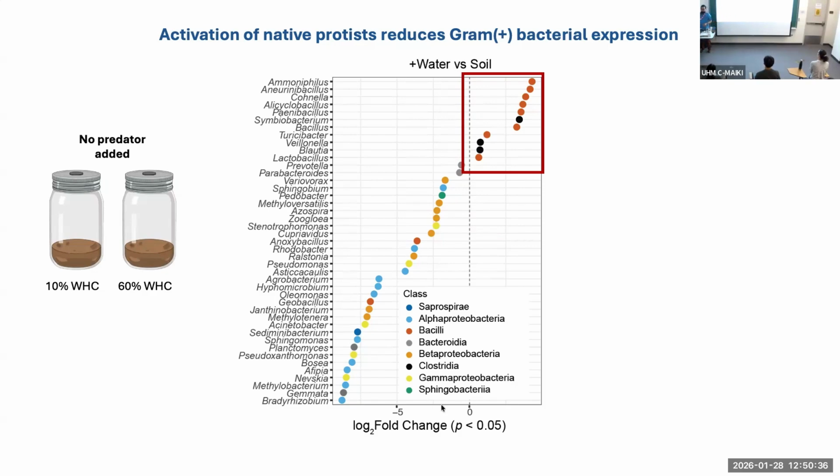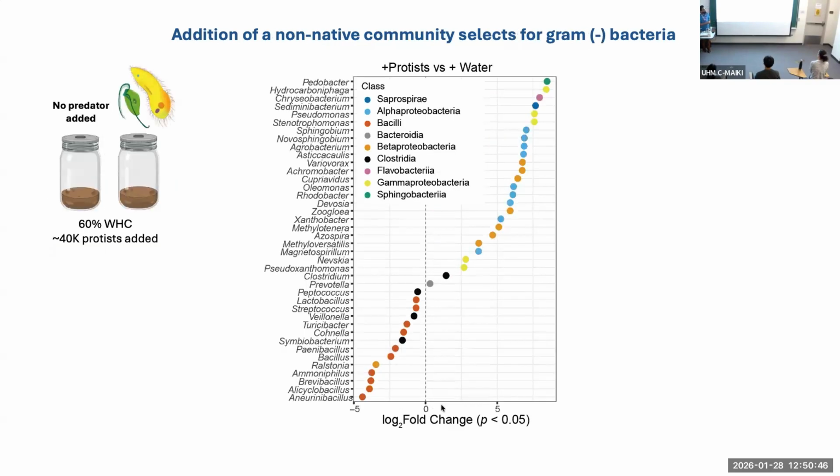So now, remember that I told you we added protists that have never seen this community. What is going to happen? And we added them in excess. We added a bunch of them. I want to show you here. The things flipped. In this case, the less active communities, based on expression, were gram-positive. And the ones that apparently were surviving were all these gram-negative organisms.